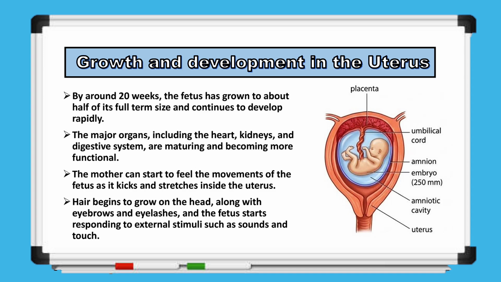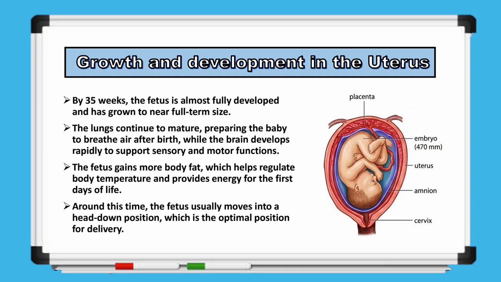By around 20 weeks, the fetus has grown to about half of its full-term size and continues to develop quickly. Major organs such as the heart, kidneys, and digestive system become more developed and start functioning better. The mother can begin to feel the movements of the fetus as it moves and kicks inside the uterus. Hair starts to grow on the head, along with eyebrows and eyelashes, and the fetus begins to respond to sounds and touch. By about 35 weeks, the fetus is almost fully developed and close to full-term size.